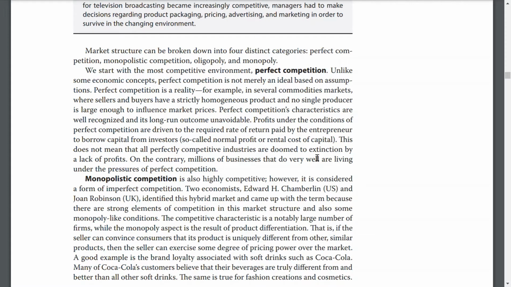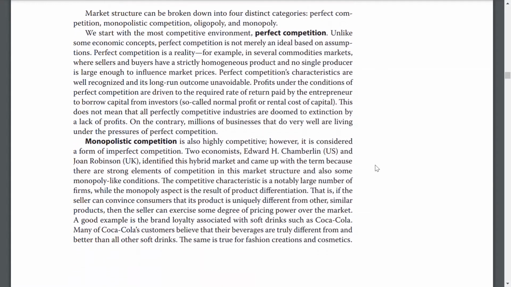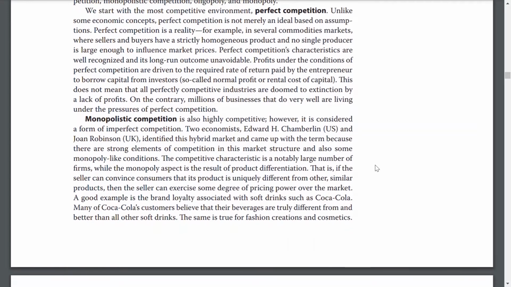Perfect competition's characteristics are well recognized and its long-run outcome unavoidable. Profits under this condition are driven to the required rate of return paid by the entrepreneur to borrow capital from investors, so-called normal profits or the rental cost of capital. This does not mean that all perfectly competitive industries are doomed to extinction by a lack of profits. On the contrary, millions of businesses do very well living under the pressure of perfect competition.